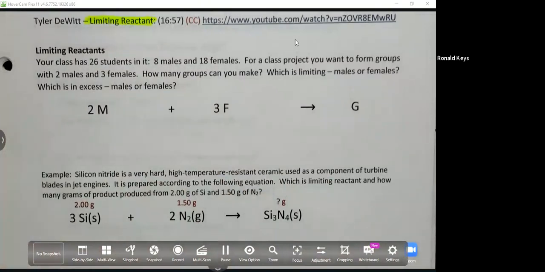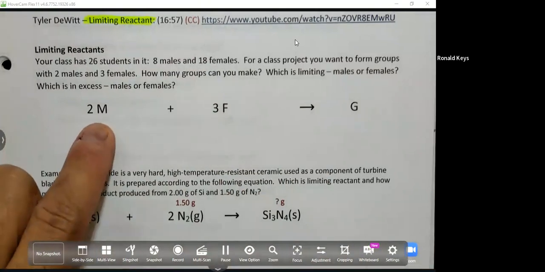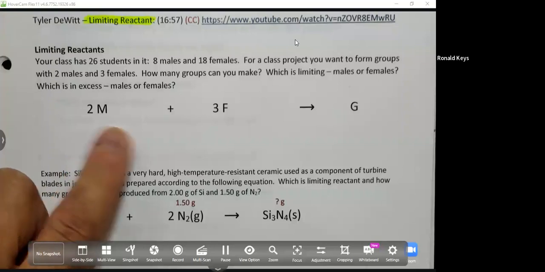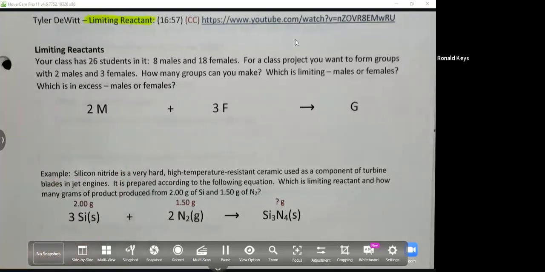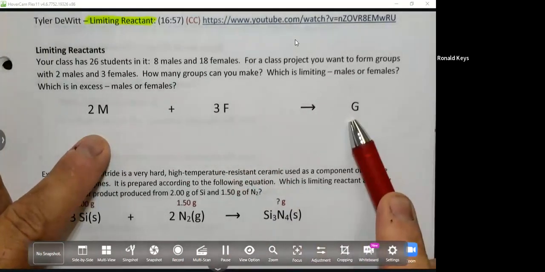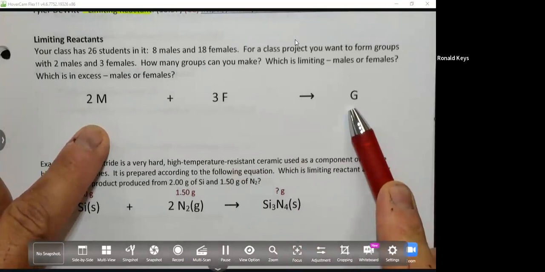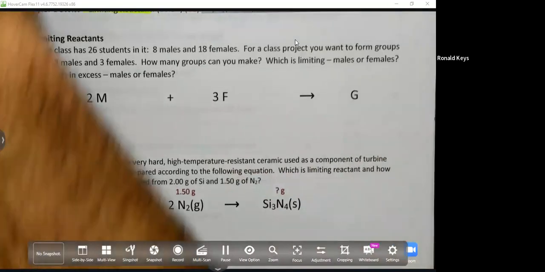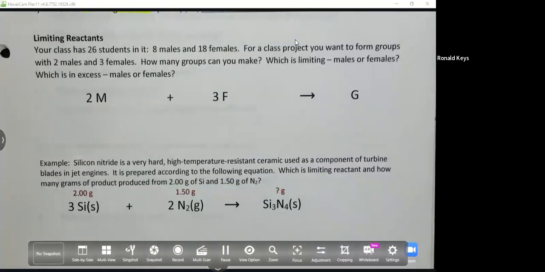If you make groups, you can say, okay, 2 guys and 3 gals in this corner and 2 guys and 3 gals here and 2 guys and 3. When do you stop making groups? And how many groups can you make? So it's simply, here's my ratio, 2 males, 3 females make 1 group, right? How many groups? 4 groups. We are going to do this exactly the way we are going to do moles in reactions.